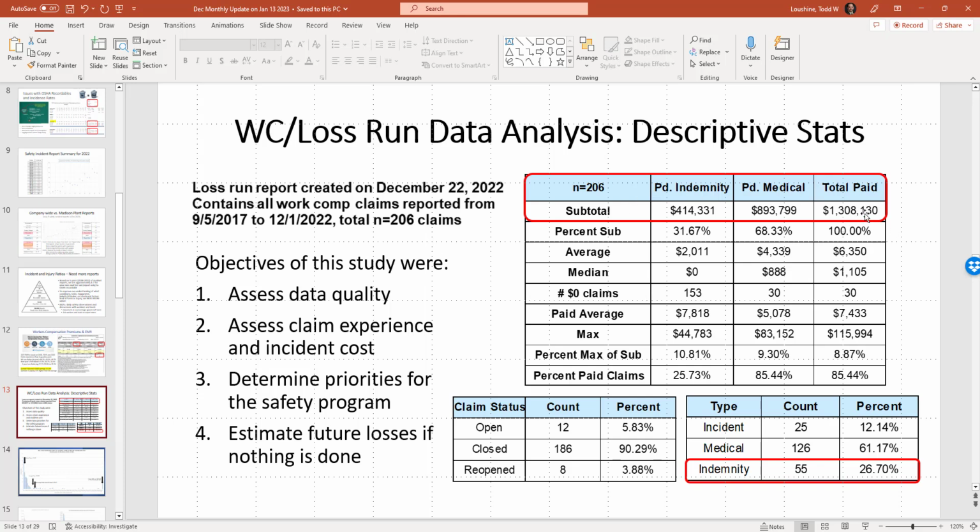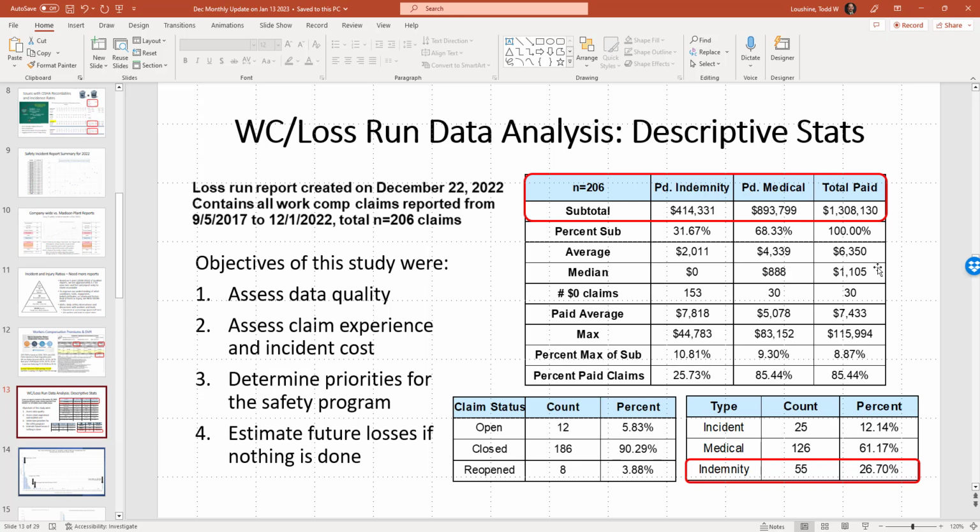So the total claims, the total benefits paid during that time period currently, because there are still some open claims. In fact, there are 12. It's only 5.8% of the total. So this number will go up about 1.3 million over a 5-year period. You could see by the breakdown, medical payments are about 2/3. 1/3 are indemnity. The average claim is 6,300. The median is 1,100. That's a big difference.